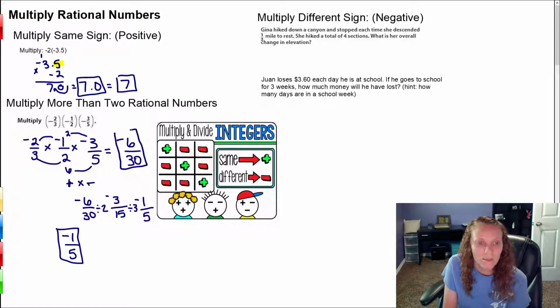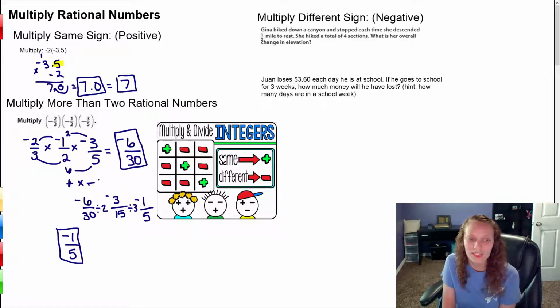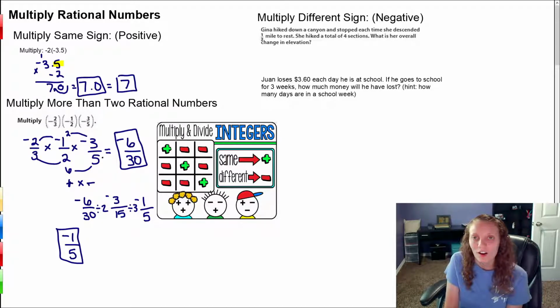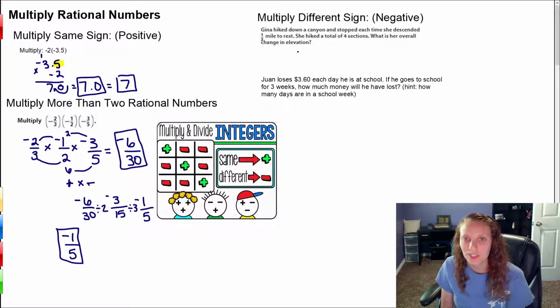Most of the time you will need to simplify. And both of these numbers that I boxed are the same. 6 over 30 is the same as 1 over 5. Alright, let's look at the next one.